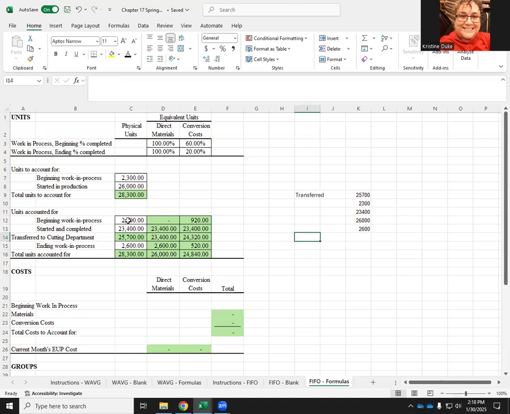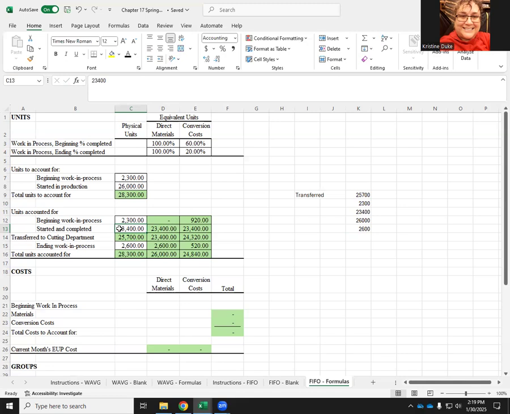What happens is that I am completely 100% done with my direct materials. So I'm not going to have any direct materials to add into our beginning work in process. However, I still need to complete 40% of this. So what's happening here is 40% multiplied by the 2,300. It gives me 920. These are started and completed. So we added the materials and we totally completed the conversion costs.